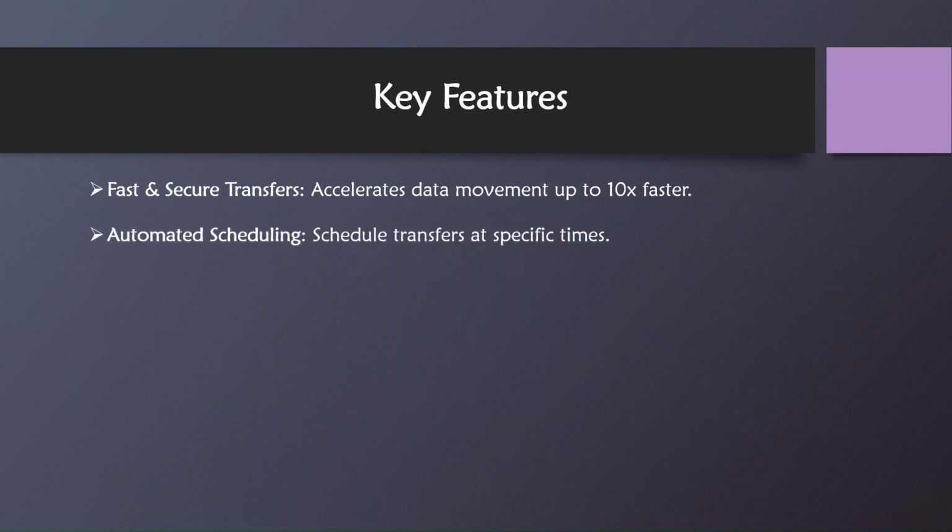The next we have is automated scheduling. With AWS DataSync, users can schedule data transfers to occur at specific times, such as during off-peak hours. This feature is useful for organizations that want to avoid network congestion or optimize data transfer during less busy periods. Scheduled transfers reduce the need for manual intervention and help ensure consistency in a data migration workflow.